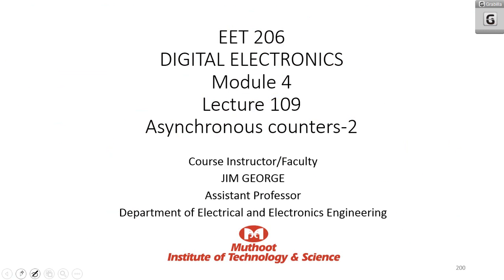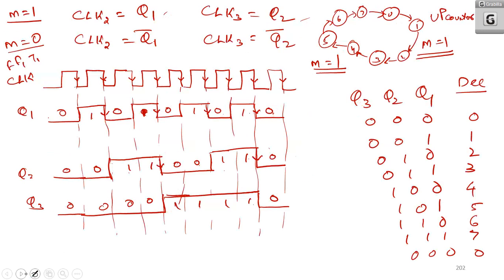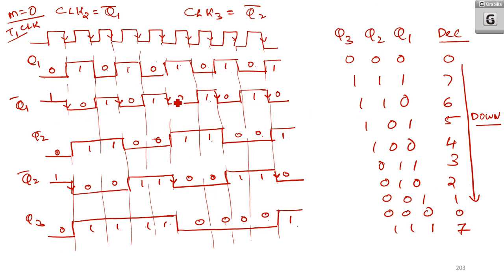Now coming to one more explanation of that. Here, when m is equal to 1, it acts as an up counter, and when m is equal to 0, it acts as a down counter. So we have derived clock 2 and clock 3 for that. Clock 2 is m Q1 or m bar Q1. That means if m is equal to 1, Q1 will be the clock of flip-flop number 2, and Q2 will be the clock of flip-flop number 3. So this is flip-flop number 1, this is flip-flop number 2, and this is flip-flop number 3. And of course here T1 is equal to 1 and T3 is equal to 1. Please don't forget that. With the help of the timing diagram, when m is equal to 1, we have proved that it is up counting, and when m is equal to 0, we have proved that it is down counting.